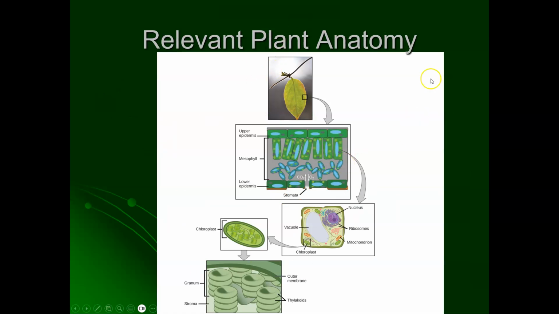Basic plant anatomy and how it relates. So the cellular anatomy of a leaf, we get the epidermis, upper and lower. The lower epidermis has stomata, which is kind of like the mouth of a leaf. That's where gas exchange can happen. In other words, plants breathe through the stomata.